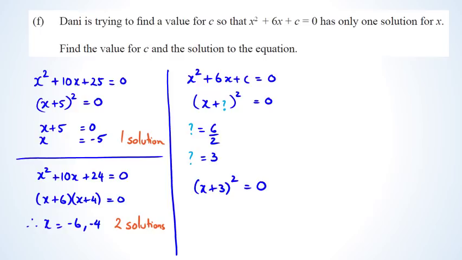Now if you expand x plus 3 squared, you get x squared plus 6x plus 9 equals 0. So you can make the connection that c has to equal 9 if you're going to have one solution. And I think that's what you need to say in the next part, that c is equal to 9.